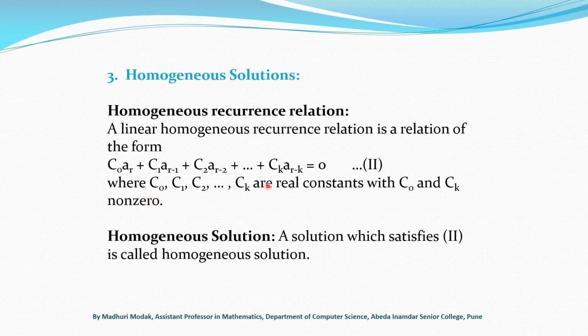So in general, the linear recurrence relation with constant coefficients has the form c0 a_r + c1 a_{r-1} + ... + ck a_{r-k} = f(r), where the right side f(r) is a function of r. But when the right side is 0, that linear recurrence relation is known as a homogeneous recurrence relation. Now, what is a homogeneous solution? A solution which satisfies this linear homogeneous recurrence relation is called a homogeneous solution.